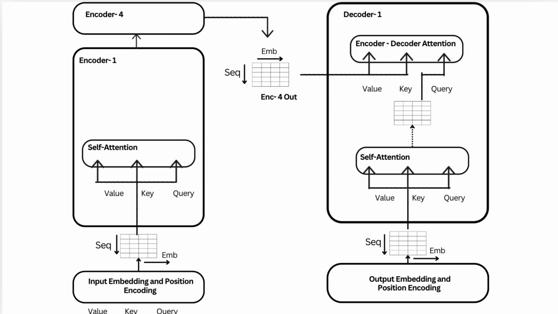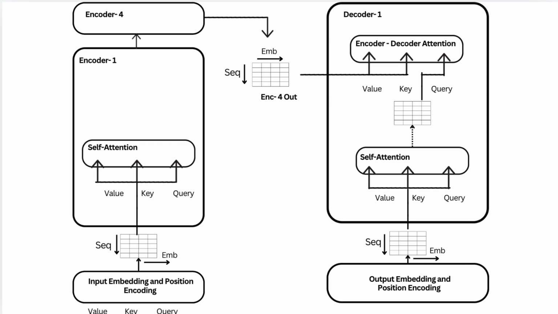And in encoder-decoder attention, this is a crucial block where the decoder interacts with the encoder output. Here, the decoder attends to all positions in the encoder output, effectively looking at the entire input sequence to help predict the next token. This allows the decoder to focus on specific parts of the input sequence while generating each token in the output. Similarly to the encoder, there are several decoder layers, and this diagram shows decoder 1.